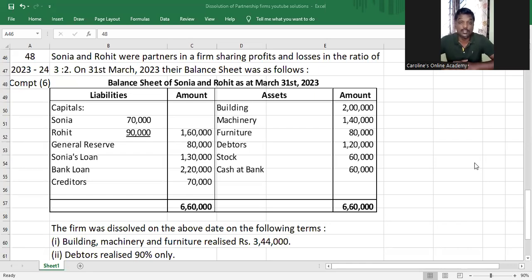Today we're going to be solving a realization account problem that was asked in the examination compartment 2023-2024 attempt. We are in the series of videos in which I'm solving dissolution of partnership problems from the sample question papers and previous year question papers released by CBSE.